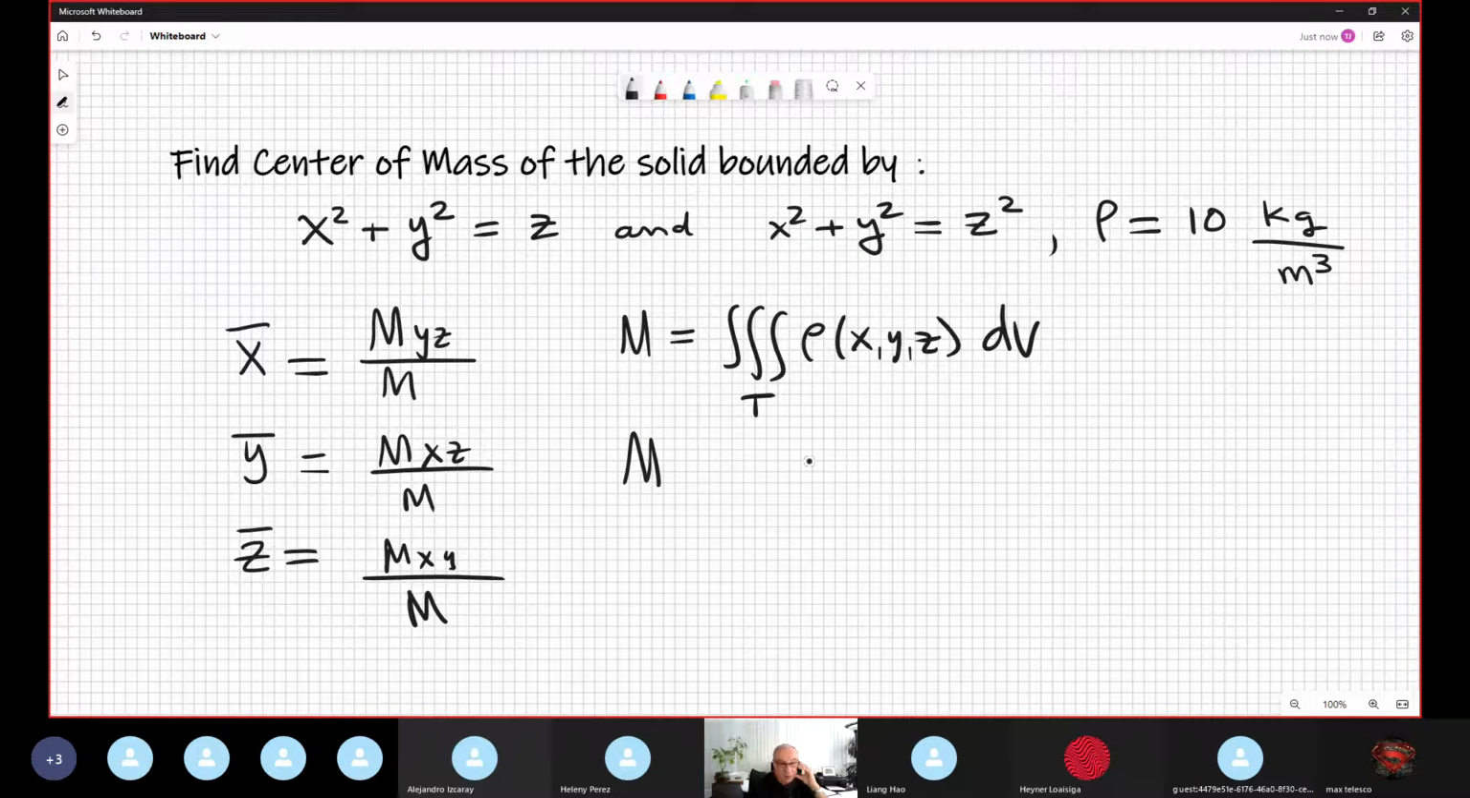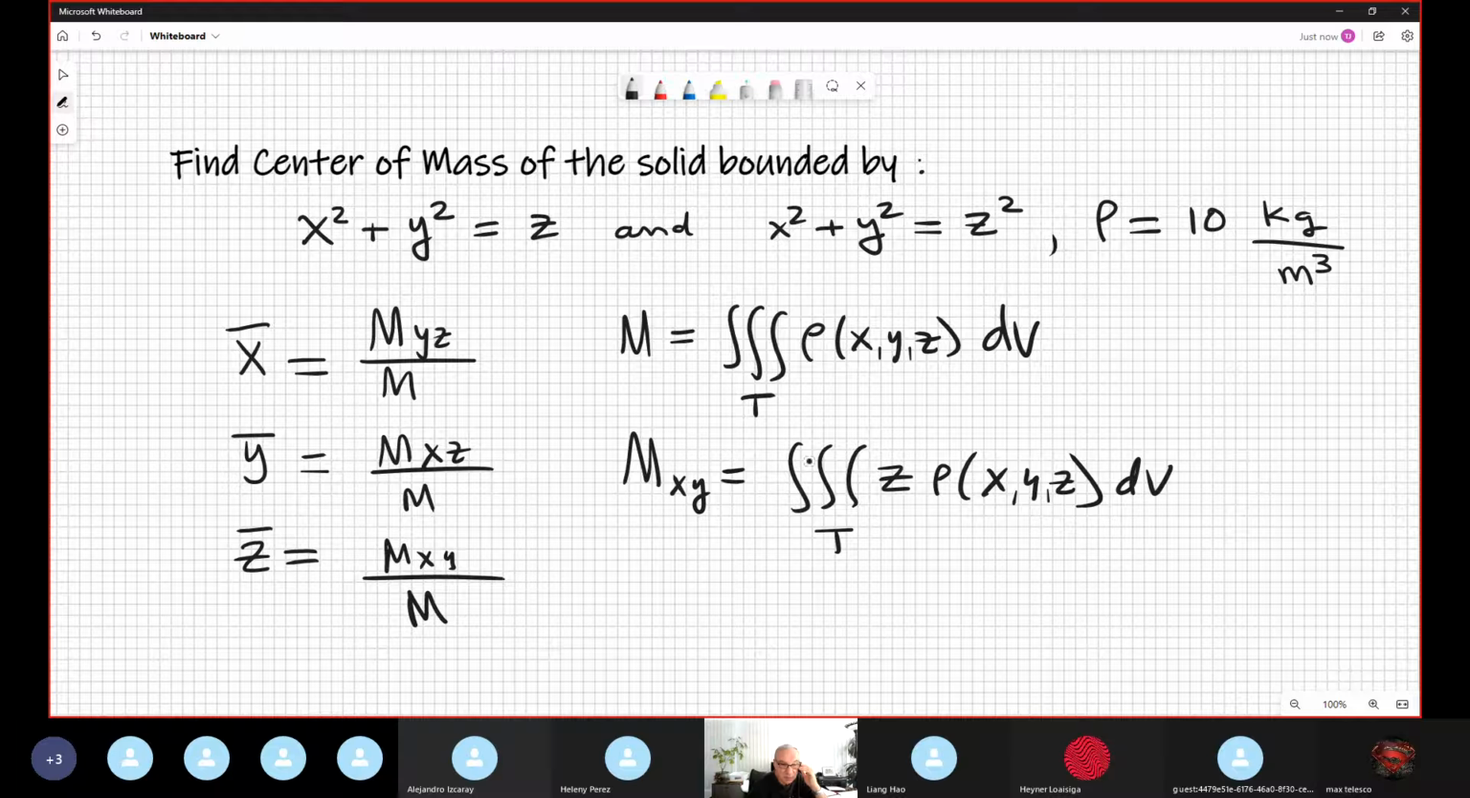Ahora, momentum, for example, moment xy is the triple integral over the same solid, the same bounds, of your multiplication by z, which is the opposite letter of xy, because of the distance. Multiplication by rho. Likewise, I don't want to copy because it's the same thing. The other moment, moment xz, is multiplied by y, the variable that is missing, and moment yz multiplied by x. Cool, no problema.